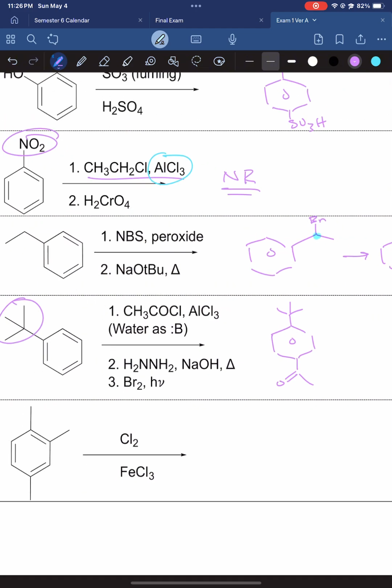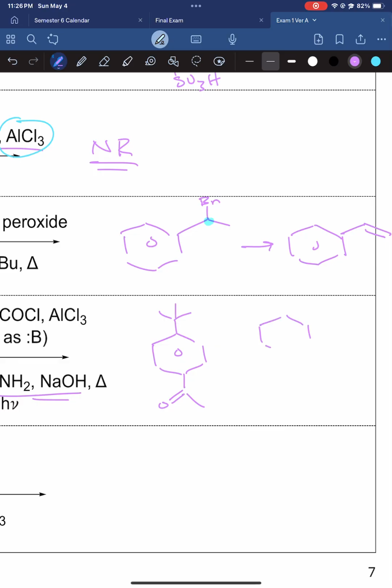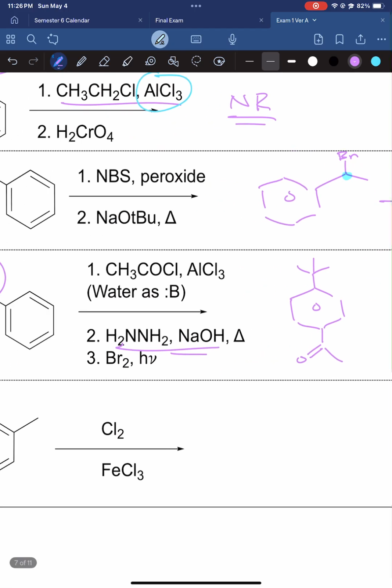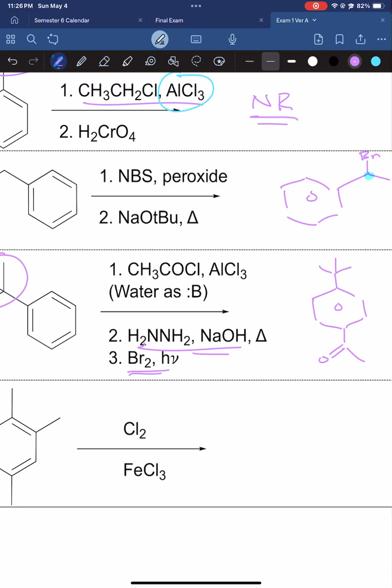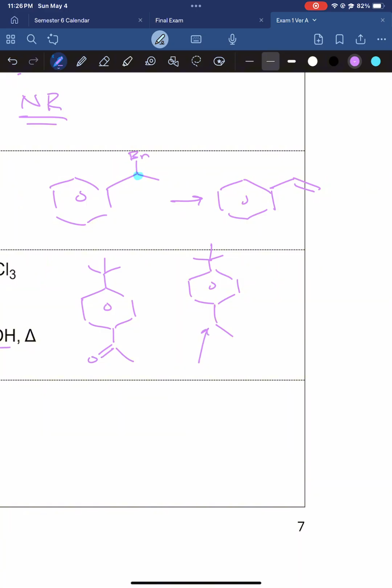And now we have a reduction reaction. This is another way of saying H2, Pd on C. A lot of students in office hours get that confused, but don't forget you have that reaction in your repertoire that is going to reduce that, add the hydrogens there. And last but not least, we have the bromination with light and heat, and that's going to add right here. I'm going to give a final product that looks like this.